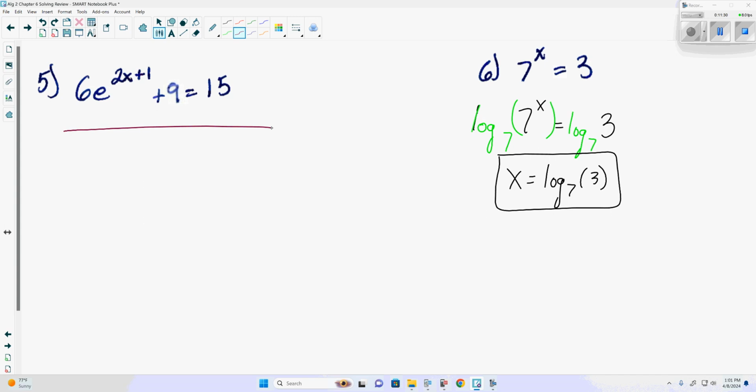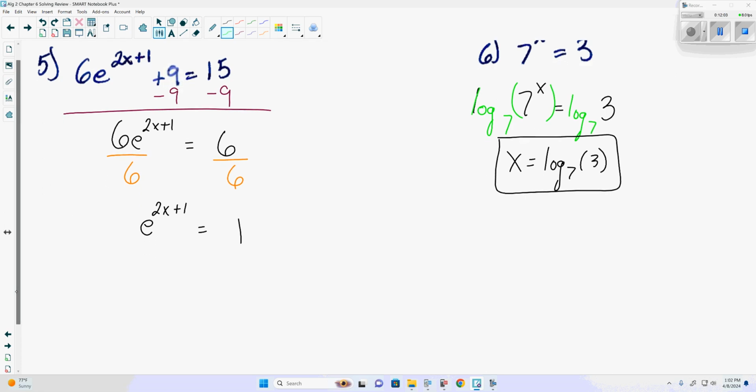We do have to do something first. We've got to get that e by itself. So the first thing we can do is what? Subtract 9. We need to get that to the other side. So we have 6e to the 2x plus 1 equals 6. What would we do next? Divide by 6, telling us e to the 2x plus 1 is equal to 1. Questions on this so far?